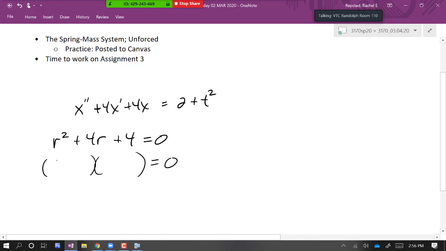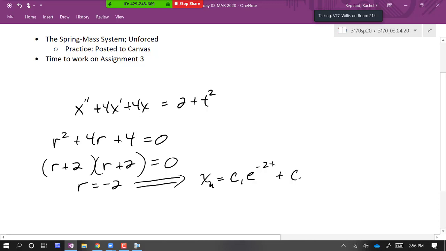r plus 2 on each of those. Great. So we have a repeated root here, right? So r equals -2. There's only one repeated root. That means that our homogeneous solution is some constant times e to the minus 2t plus some constant times e to the minus 2t times t.